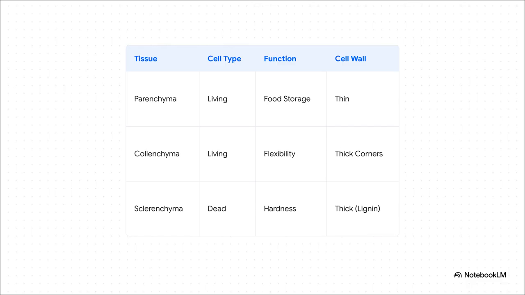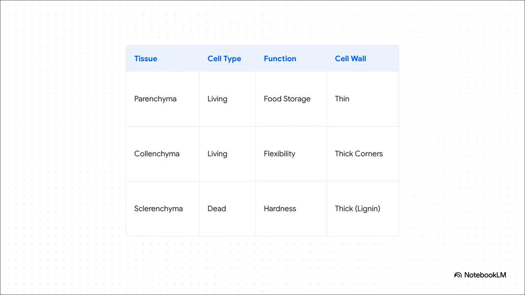So what happens after all that growing? Well, those cells mature and become permanent tissues. And we'll start with the simple ones. For this, our next code word is PCS. Think of it like a high achiever. P is for parenchyma. These are the living cells that act like the plant's pantry, storing food. C is for collenchyma, which are also living. They give the plant flexibility. They're the reason a stem can bend in the wind and not just snap.